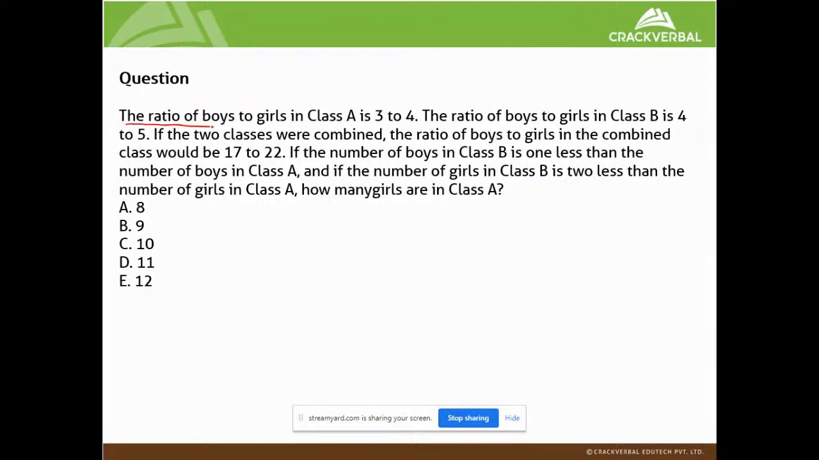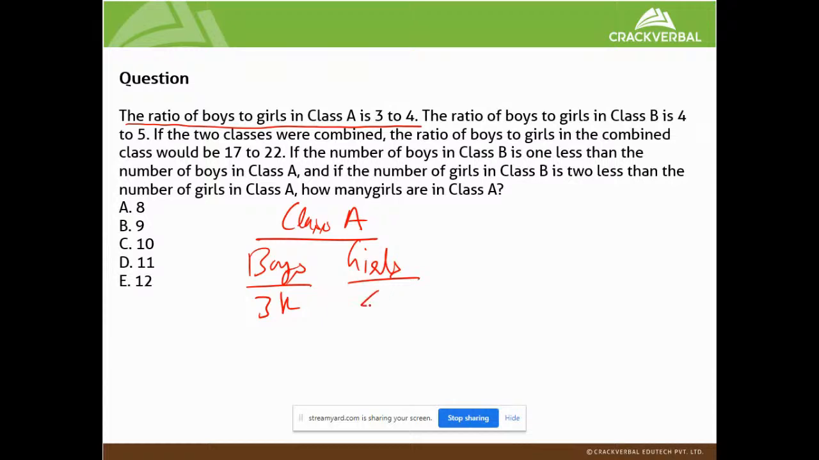The ratio of boys to girls in class A is 3:4. Remember that a ratio question tests your knowledge of multiples. So by telling you that the ratio of boys to girls is 3:4, it's indirectly telling you that in class A, the number of boys is a multiple of 3 and the number of girls is a multiple of 4. If you fail to understand this, you'll end up complicating things.